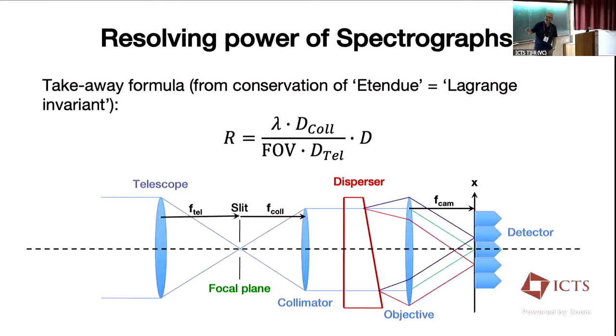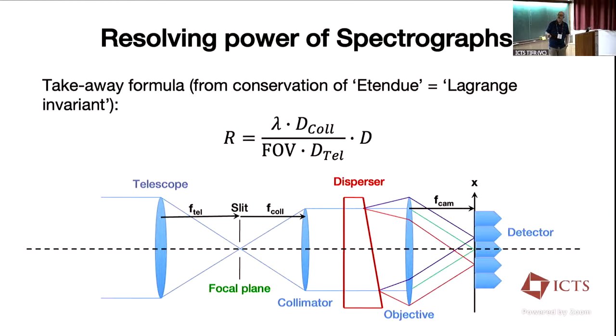The resolving power increases if you increase the collimated beam. So you have to increase the spectrograph if you want to get a higher resolving power. It decreases if you make a large field of view. A big fiber will result in a lower resolving power. A big telescope will result in a lower resolving power. And the dispersion, of course, helps you if you get a high dispersion.